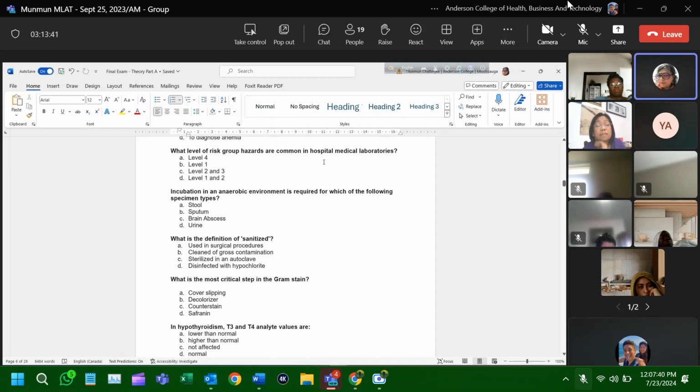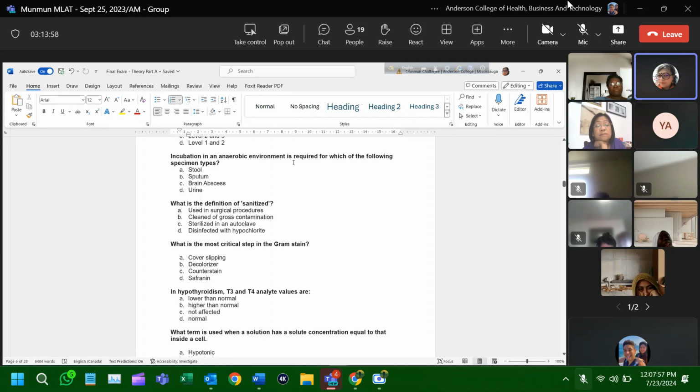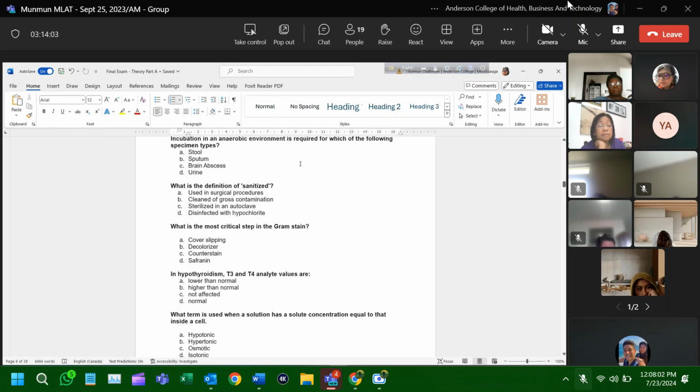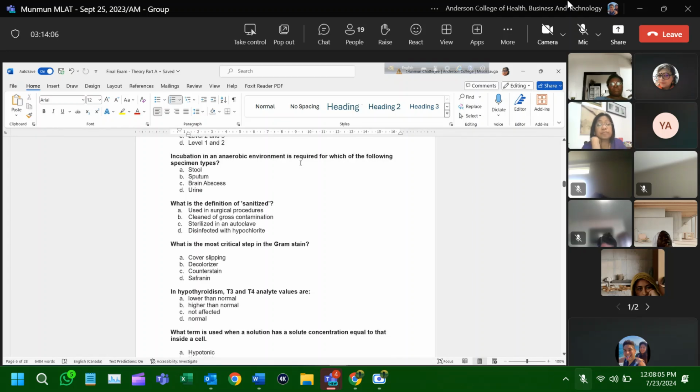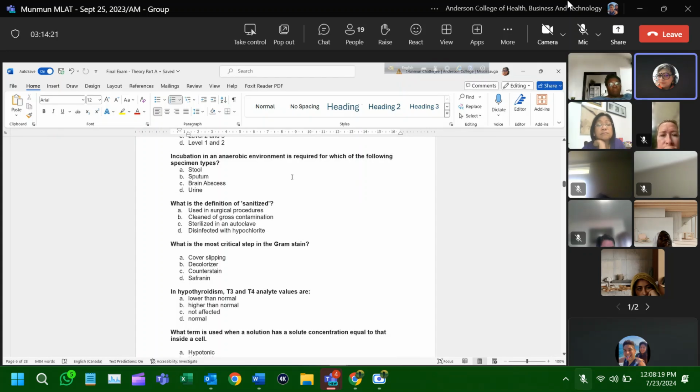What level of risk group hazards are common in hospital medical laboratories? Level 2 and 3. Yes. Incubation in an anaerobic environment is required for which of the following specimens? Brain abscess. Find it out. I am not going to give any answer today. I am just giving you examples of the questions.